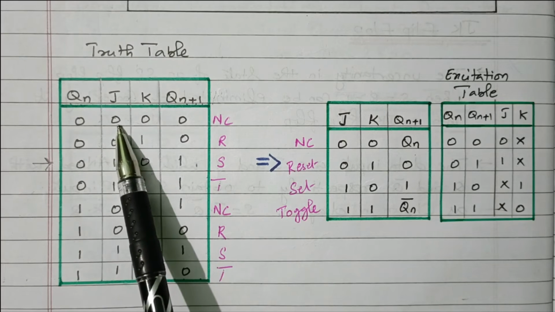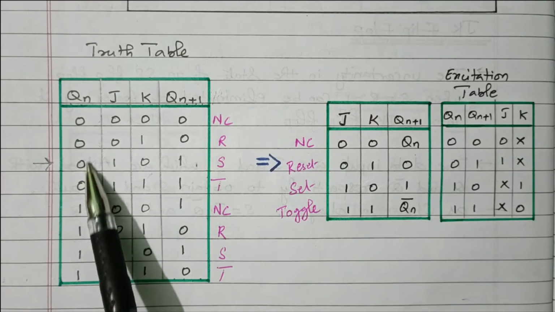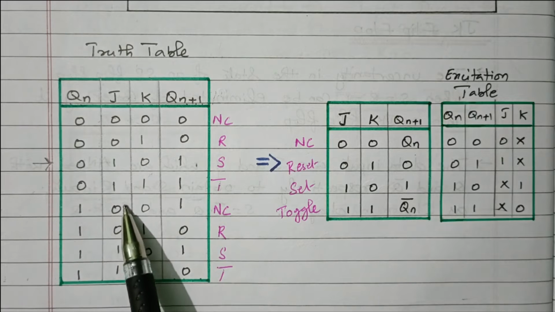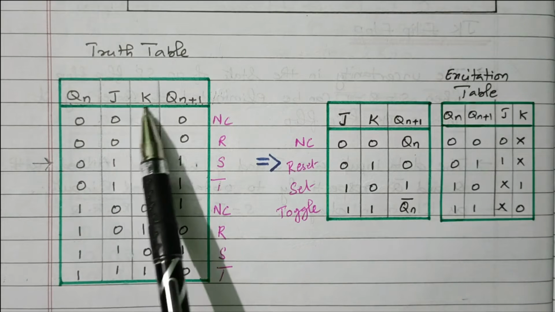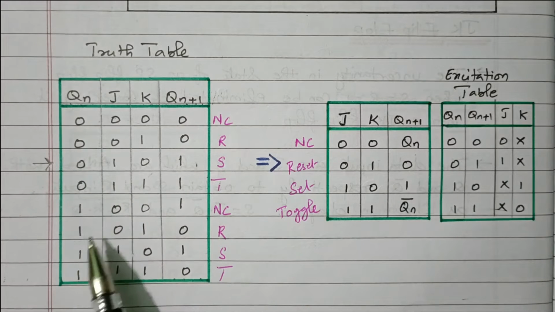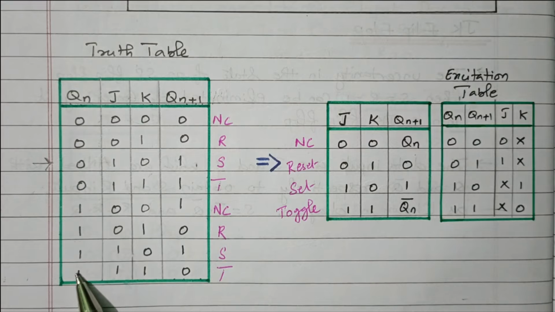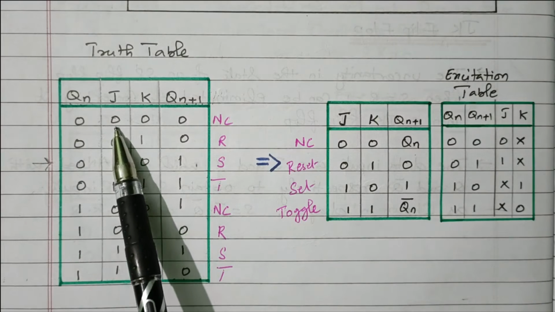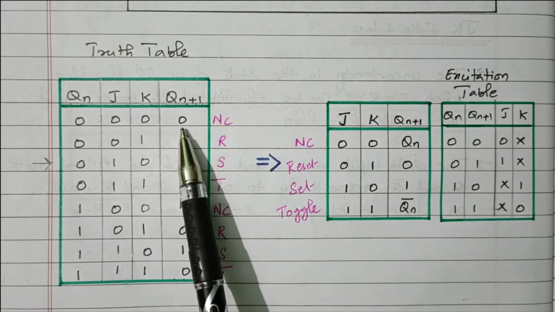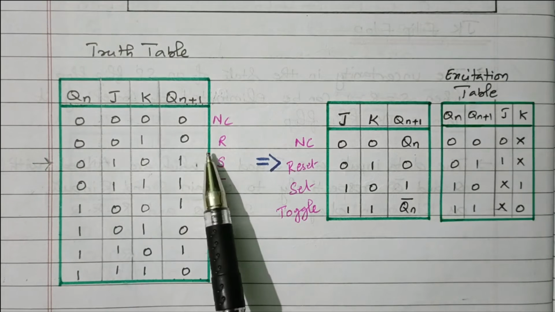So first we have four combinations: 0 0, 0 1, 1 0, 1 1. In all these cases we have Qn equal to 0. Then we'll have Qn equal to 1. Again we'll repeat. So two variables, four combinations. In that, first we keep Qn equal to 0, then the same four combinations with Qn equal to 1. Previous state is 1. So what will happen? Both are 0, 0 means no change. Previous output is 0, means next output is also 0. For 0, 1, that is J equal to 0, K equal to 1, it is called a reset.